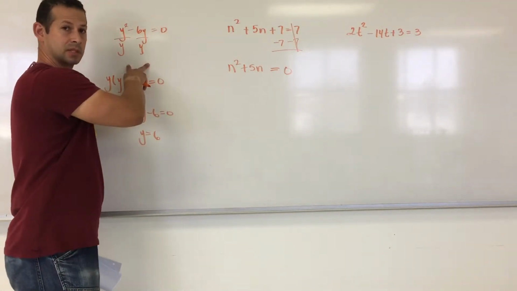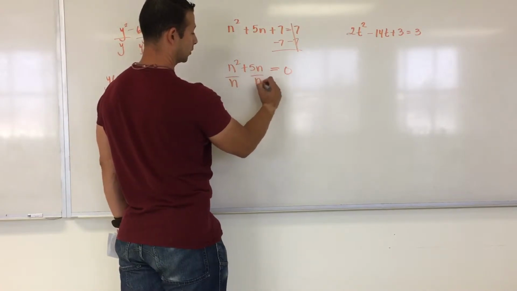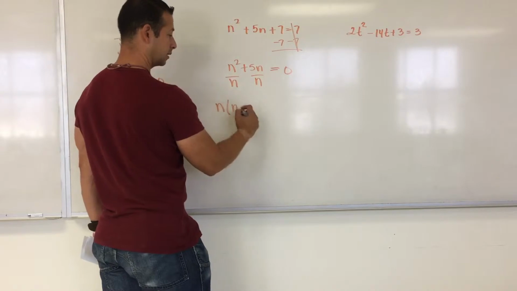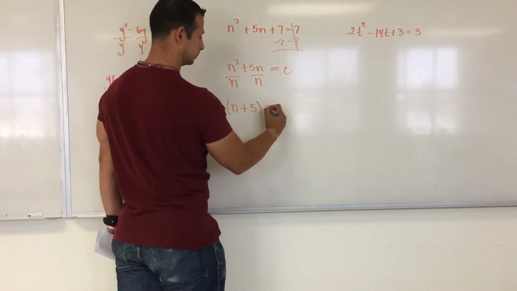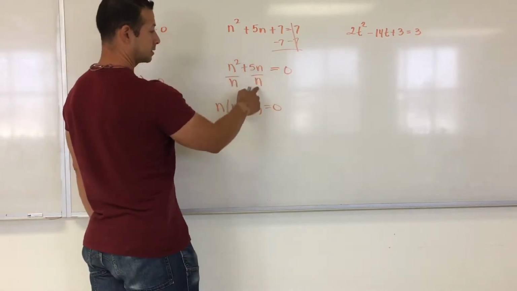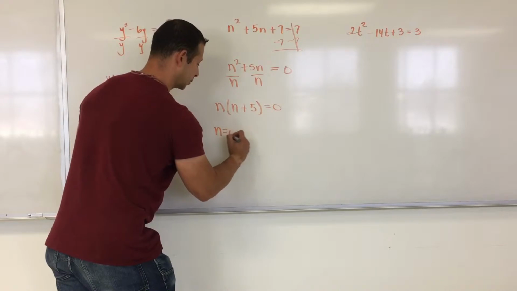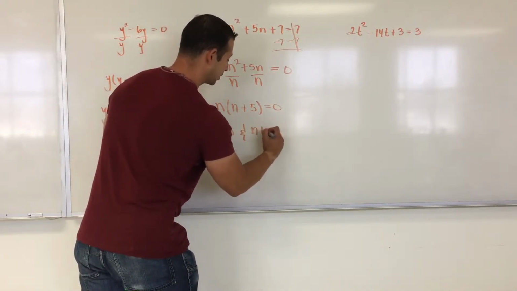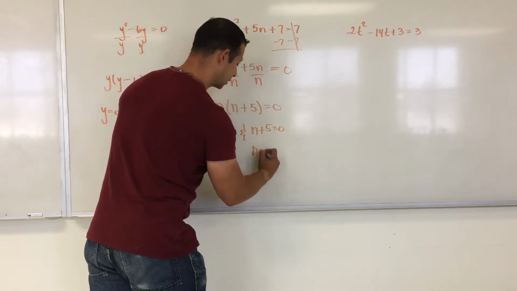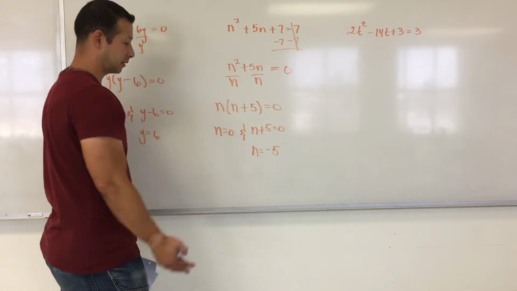Now I have this same scenario. What can I do? I can factor out an n on both. Factor it out, it comes out. You're left with n, same thing, plus 5. And same scenario, the n's simplify out. This is done for me. So now n is equal to 0 and n plus 5 is equal to 0. When you solve that, n is equal to negative 5. This one, you don't need to solve because it's just by itself.